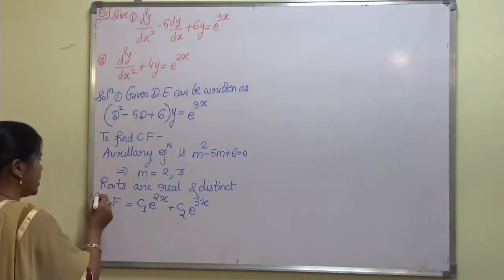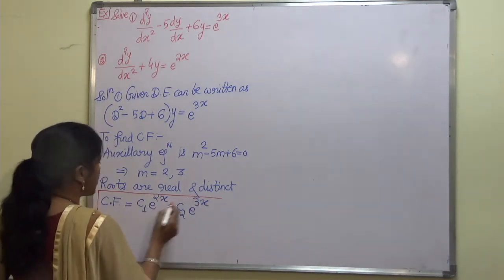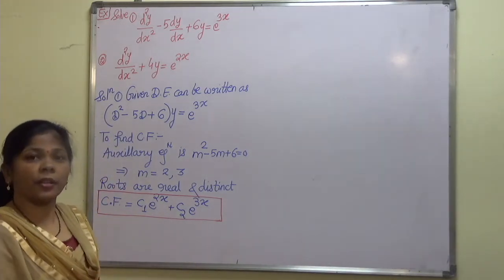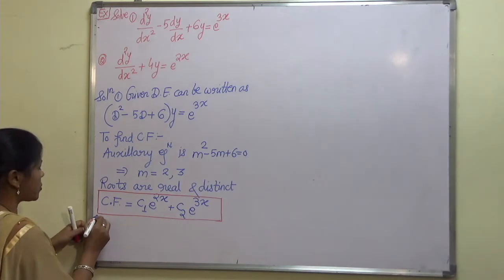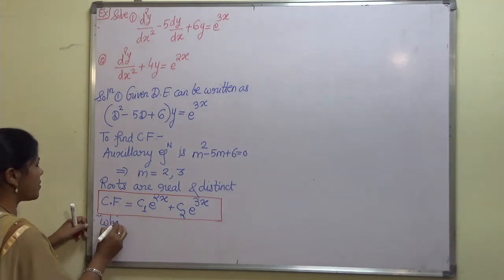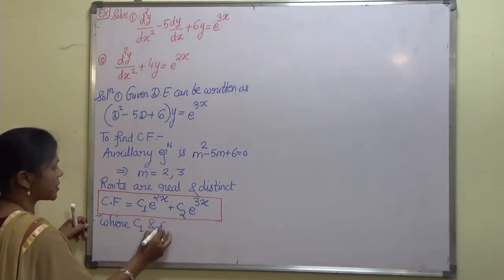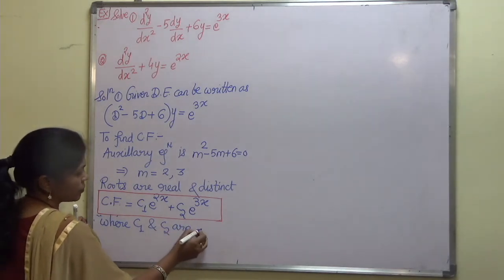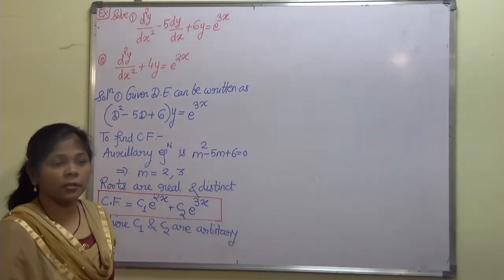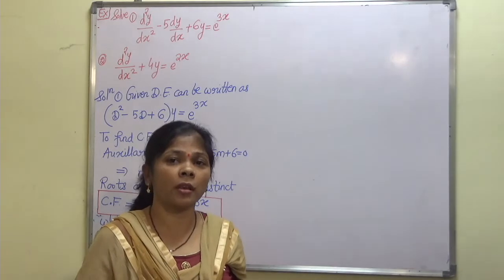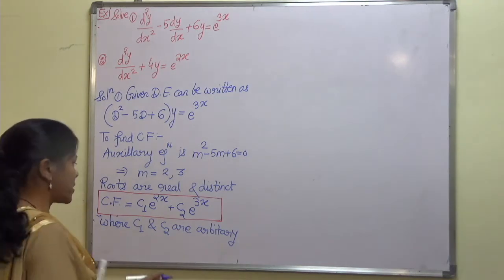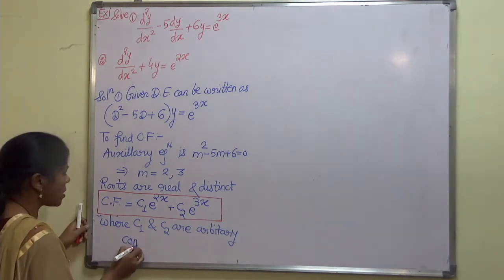I hope the methods and steps which I have explained so far are clear to you. Let us move ahead to the next evaluation, that is to find the PI. Here c1 and c2 are arbitrary constants. Now remember one thing, whatever the order of the differential equation, that many arbitrary constants must be there in the solution. As the order of the differential equation is 2, we have 2 arbitrary constants, c1 and c2.